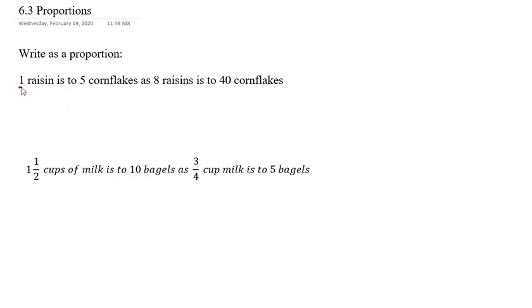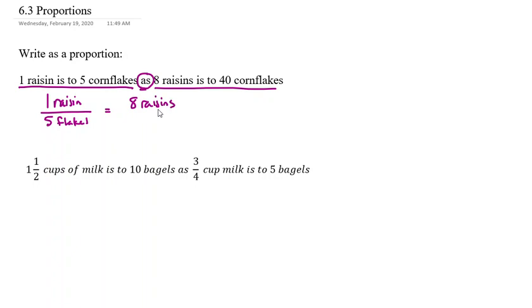This first one: 1 raisin is to 5 cornflakes as 8 raisins is to 40 cornflakes. So we're comparing raisins to cornflakes. The first half of the sentence says we have 1 raisin to 5 cornflakes. And then this is saying that it's equal to 8 raisins to 40 cornflakes. I didn't know how to spell the word raisins before this.